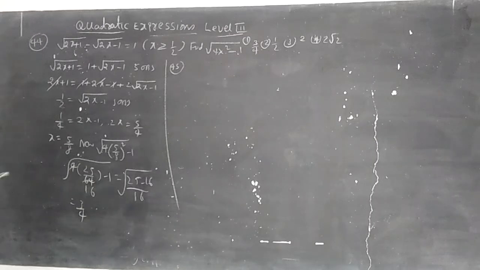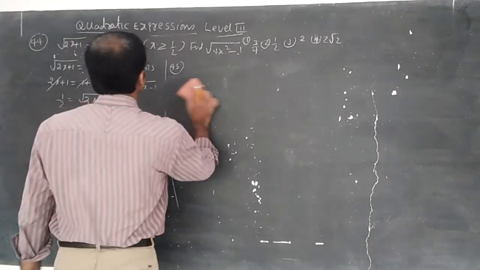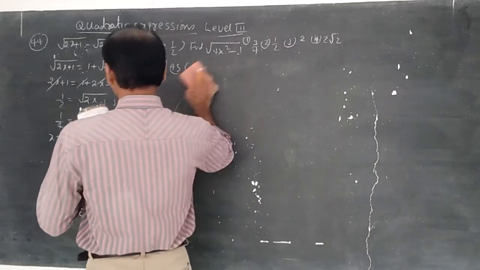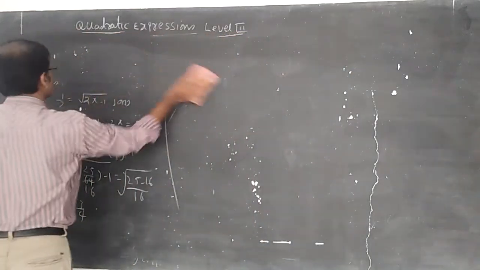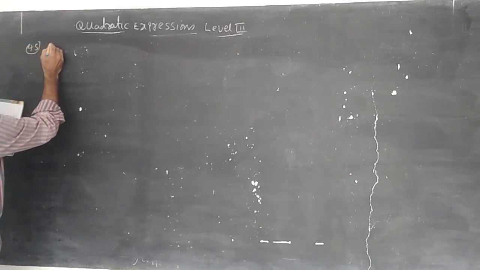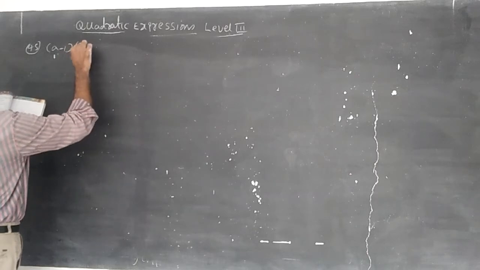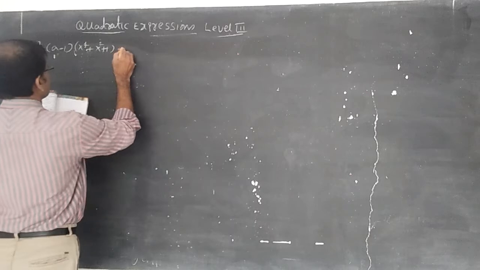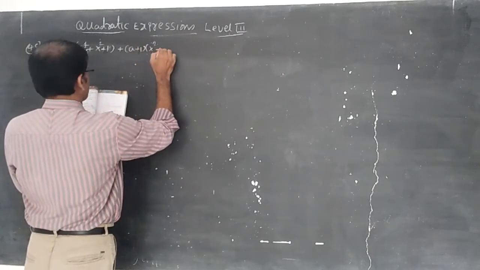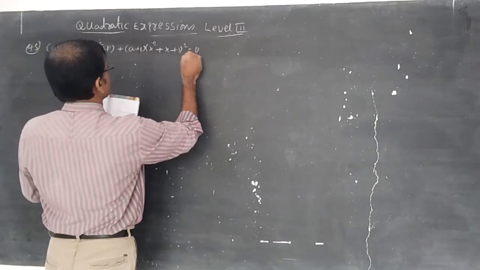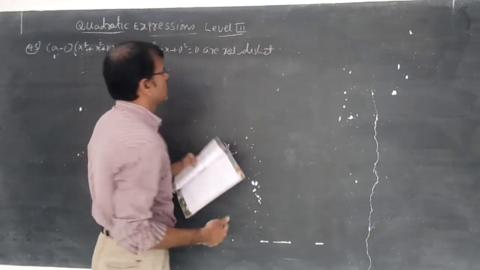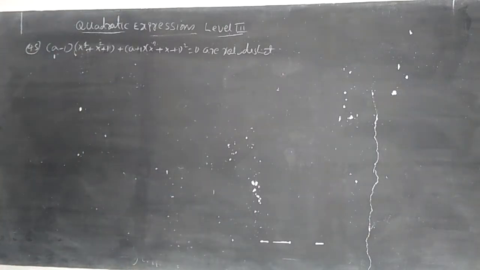Now 44 is not in proper way. Now let us discuss the 45th question. If the two roots of the equation a minus 1 into x power 4 plus x square plus 1 plus a plus 1 into x square plus x plus 1 whole square is equal to 0 are real and distinct. The two roots of the quadratic equation are real and distinct.